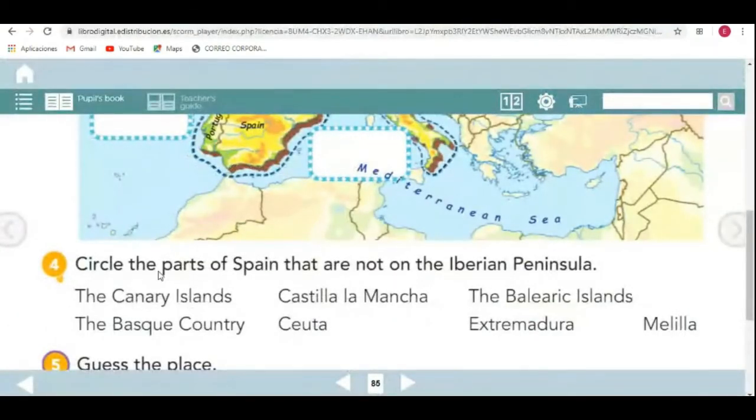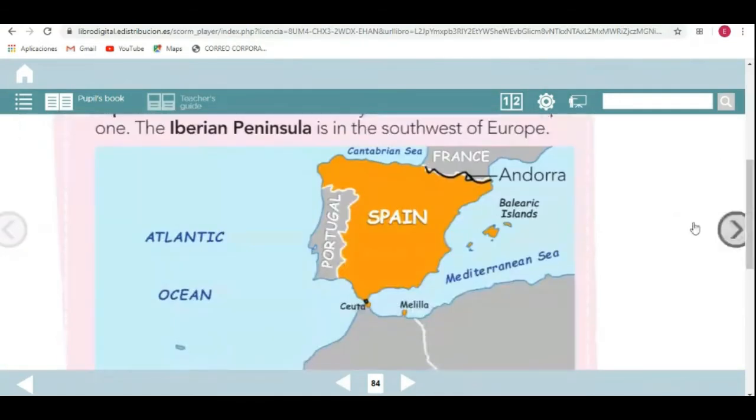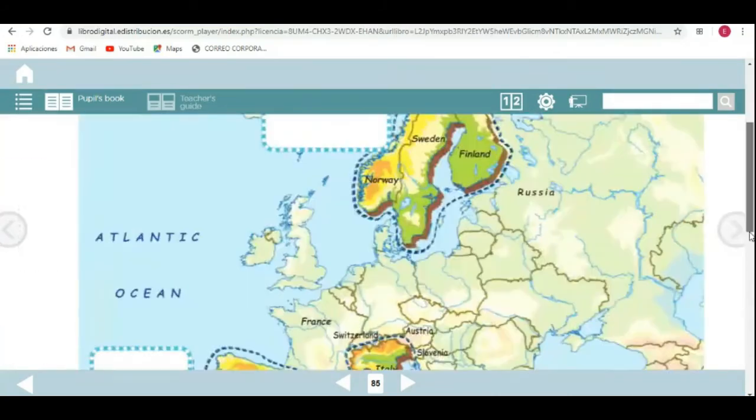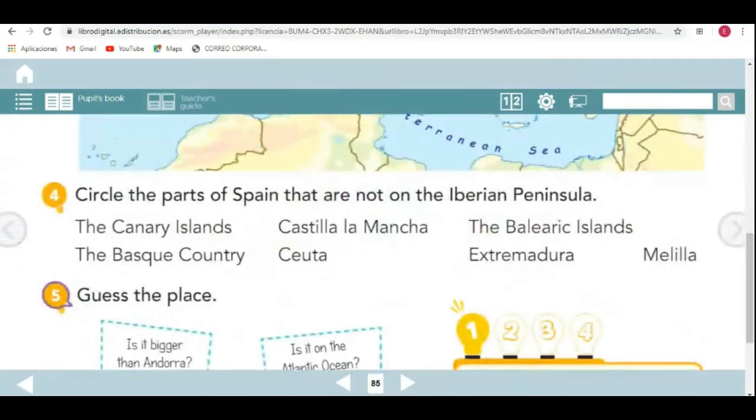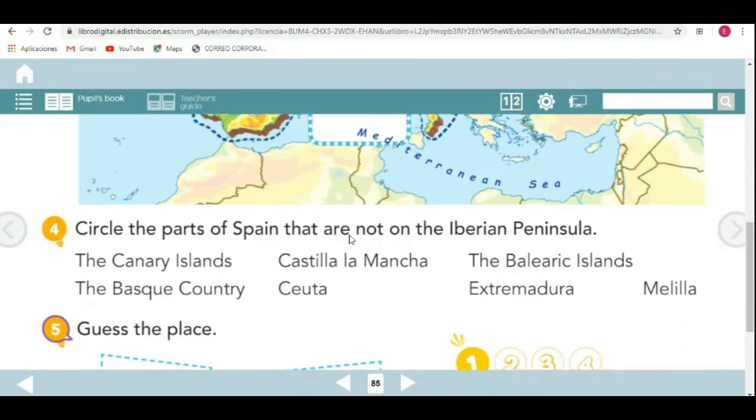So the first one, the instructions say: circle the parts of Spain that are not in the Iberian Peninsula. Remember that the Iberian Peninsula is what I circled the first time, not North Africa, nor the Balearic or the Canary Islands. So the first one, the Canary Islands. If you think that the Canary Islands form part of the Iberian Peninsula, do not circle. Remember that we have to circle the parts that are not on the Iberian Peninsula. So if you think that the Canary Islands are not in the Iberian Peninsula, circle.